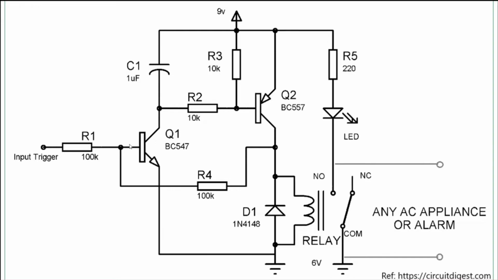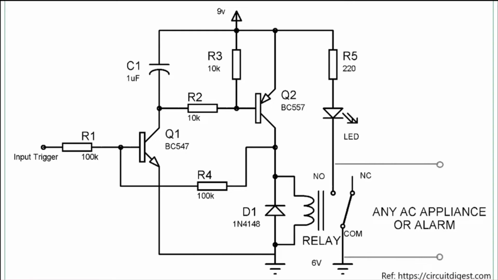Now, when a small positive voltage is applied to the base of the transistor Q1, that means in this part, it turns on the transistor and the base of the transistor Q2 gets connected to the ground. That means this part. Resistors R2 and R3 prevent the short circuit in this condition. Now the base of the transistor Q2 gets grounded.